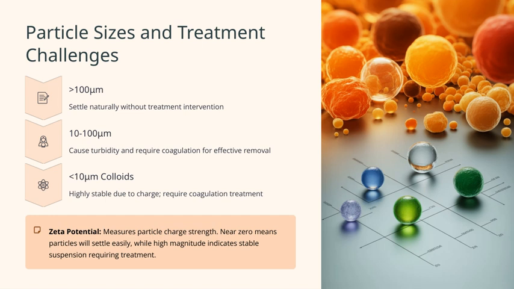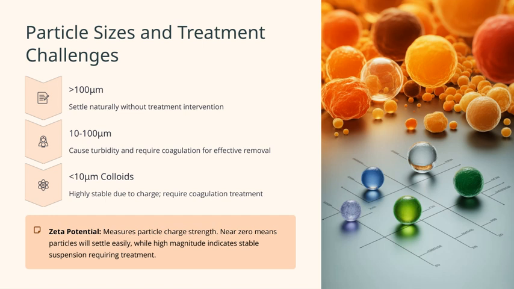These smaller particles can cause turbidity, making water appear cloudy, and they usually require coagulation processes to be effectively removed. Now, when we're dealing with particles smaller than 10 micrometers, specifically colloids, they're highly stable because of their charge. This stability means they resist settling and require specialized coagulation treatments to be removed efficiently.